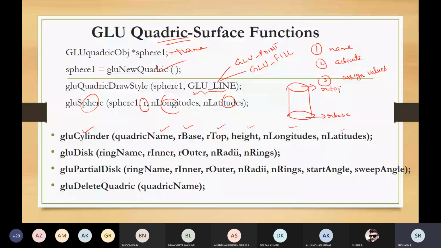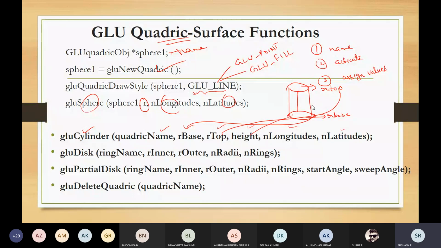So r base, r top, and h will give you the height of the cylinder. And n latitude and longitude will give you the number of latitude and number of longitude lines. So this is with respect to the cylinder.